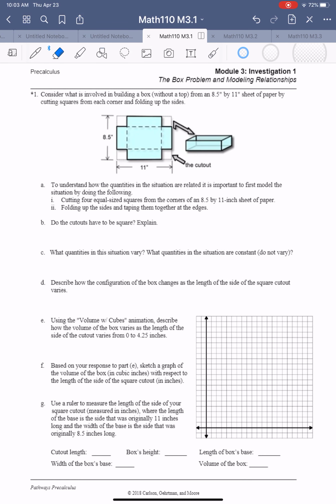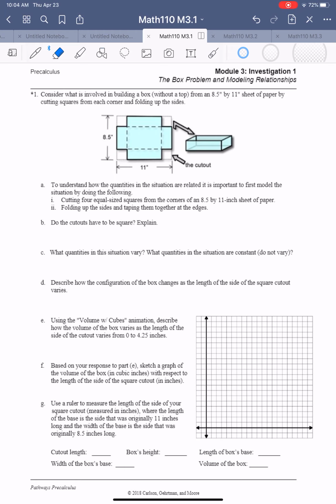Hello, this is Module 3, Investigation 1. In Module 3, we are going to talk about polynomial functions. We're going to start with the box problems and the modeling relationship.